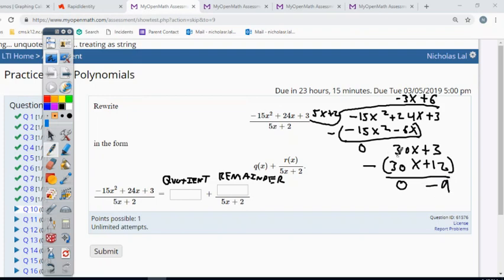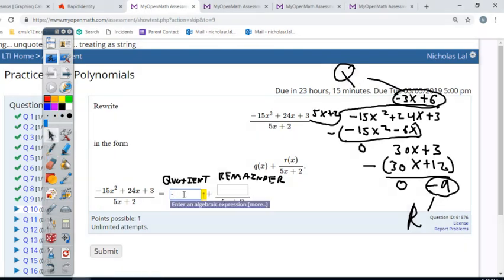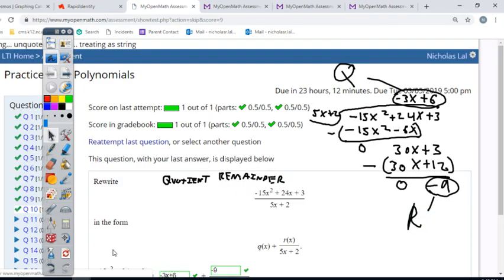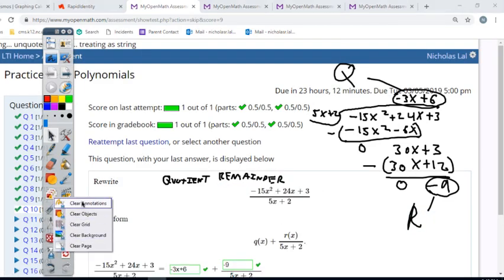At this point, negative 9 cannot be divided by 5x, because negative 9 has a degree of 0, as opposed to 5x to the 1, which is a degree of 1. So negative 9 is our remainder, and negative 3x plus 6 is our quotient. I'm going to hit submit and see if I made any math mistakes. I did not make any mistakes. Excellent. You can always pause or go back to my other explanations if I'm moving too fast for you.